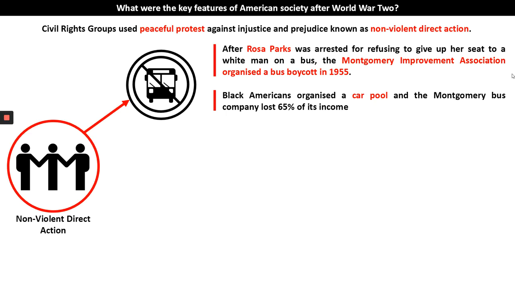Now, a lot of Black Americans used the buses to get to work and to get around. And so when they were boycotting the buses, they had to find an alternative method of transport. They're incredibly well organized, and they put together what's called a carpool, where they shared lifts. The Montgomery bus boycott, as a result, caused the bus company in Montgomery to lose 65% of its income. It put massive pressure on the bus company for change.